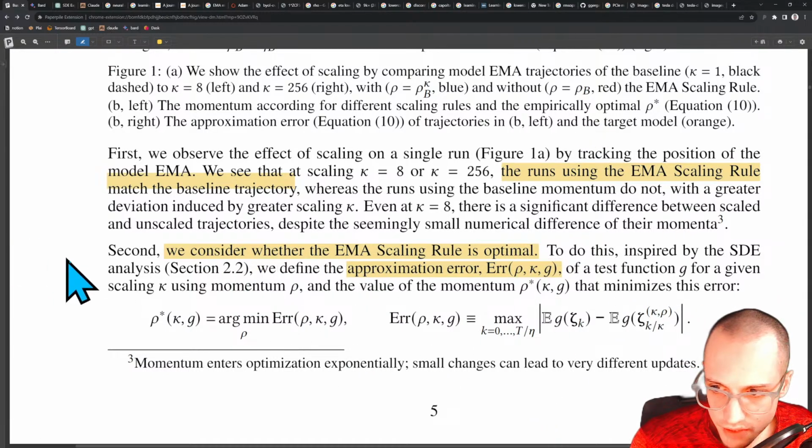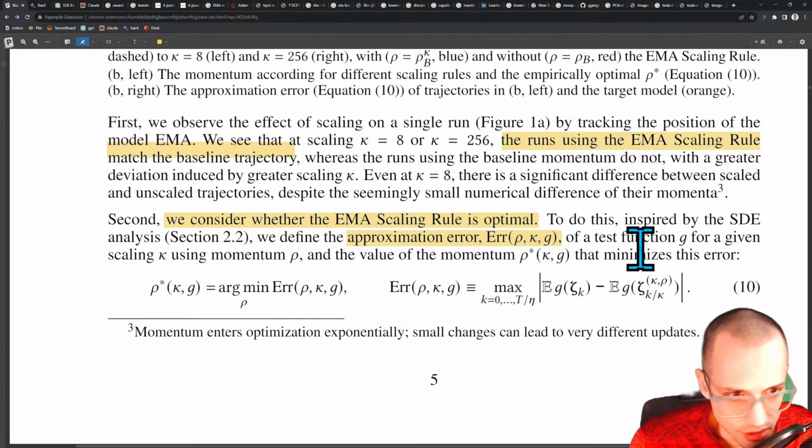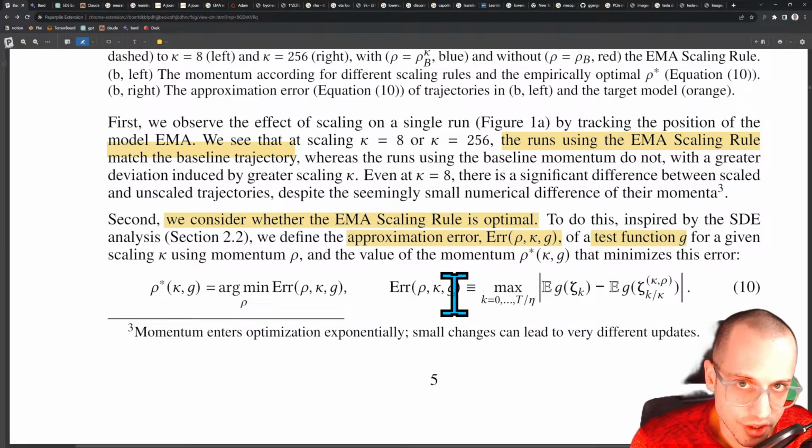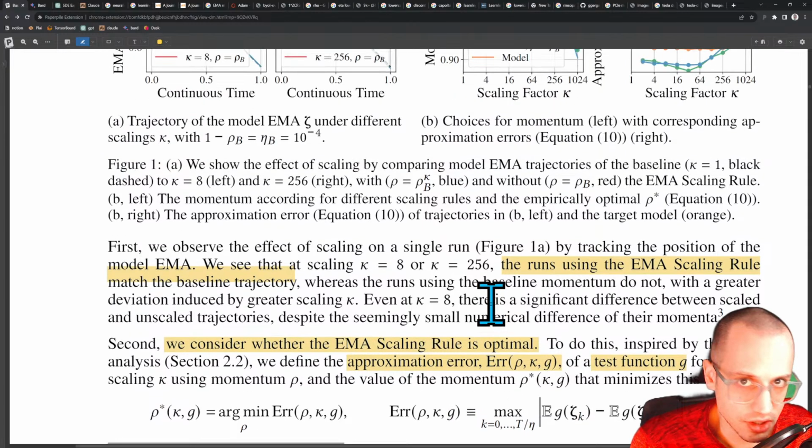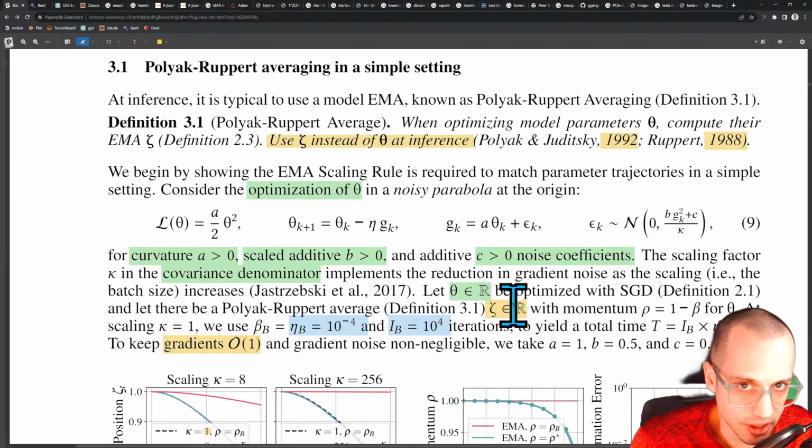Okay, test function G for given scaling K using momentum rho and the value momentum rho star that minimizes this error. Test function G basically means that we're trying to approximate some function G with our function F. And our function F is a neural net, but the function G can just be a random arbitrary function. Here, I think they're just calling it a noisy parabola.